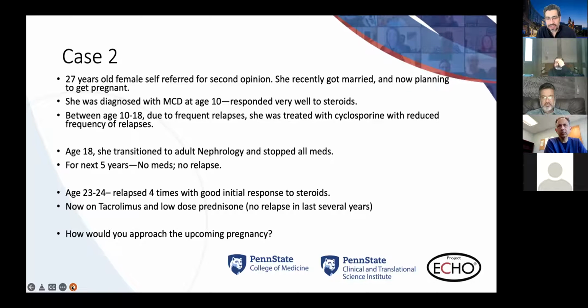Now she got married. She wants to get pregnant. She is scared, and she was told by her nephrologist to stop all medication, stop prednisone, stop tacrolimus, get pregnant, deliver a healthy baby, and then go about it. So this was the starting point. So what would you do? Would you stop her medicine because she has not had any problem in the last 3 or 4 years, but given her history that she's going to get into trouble, and now she wants to get pregnant?